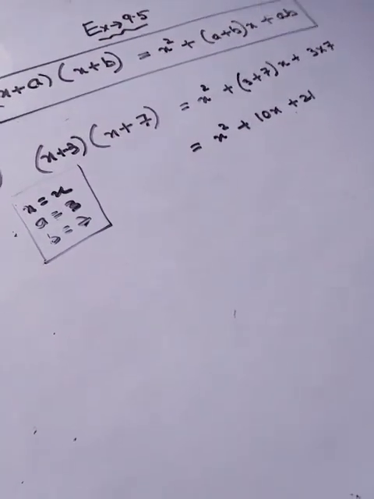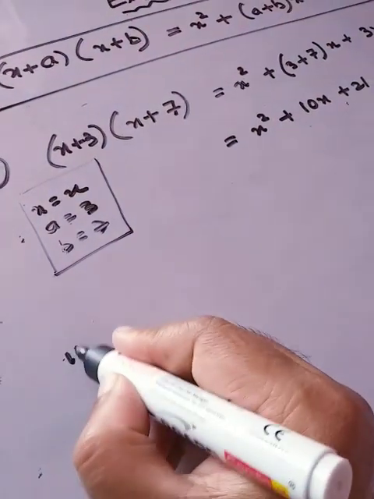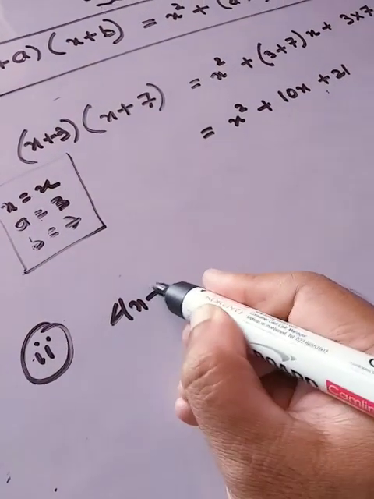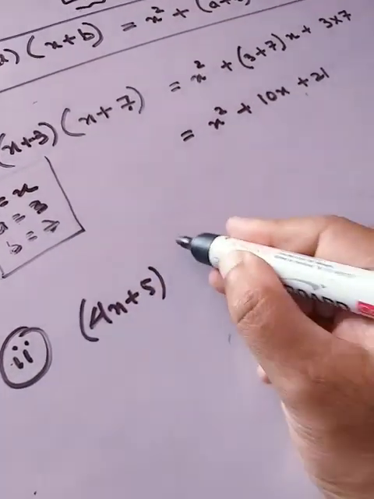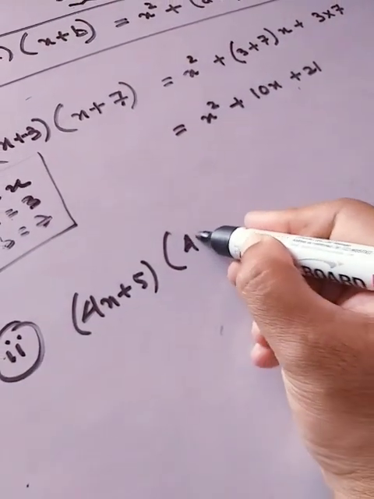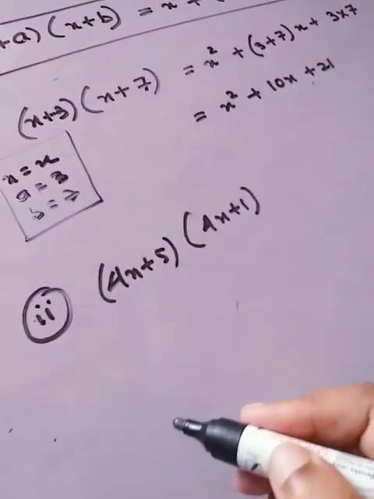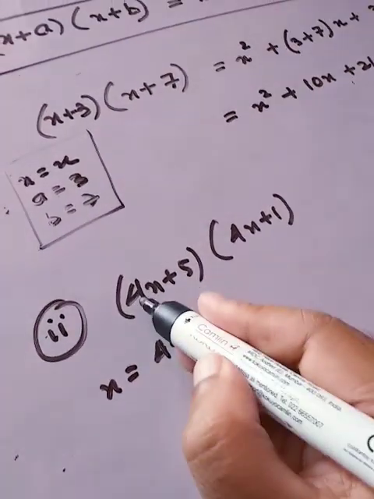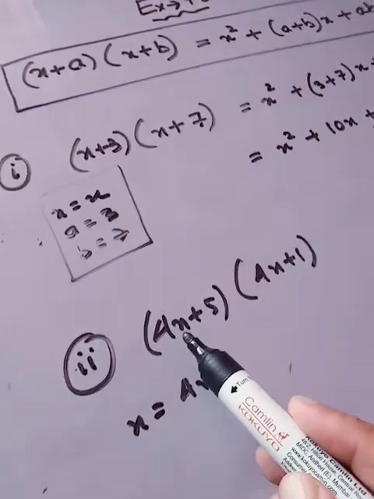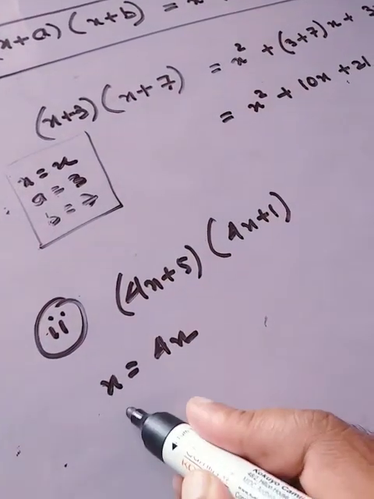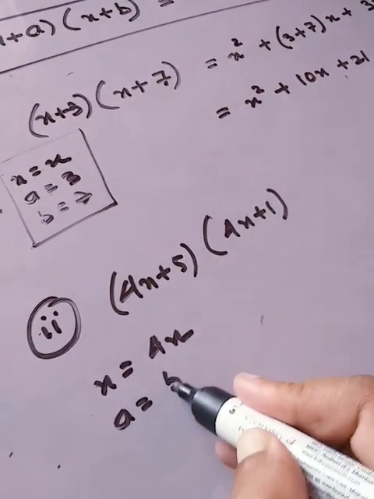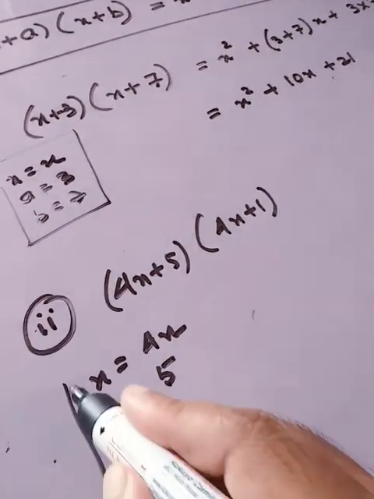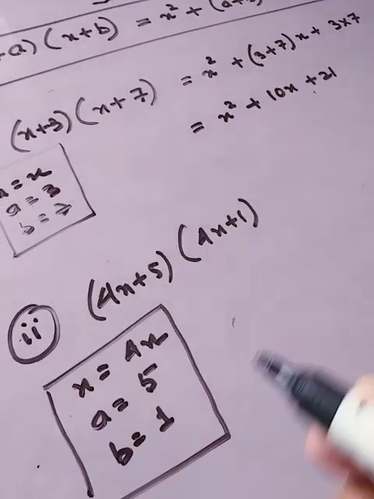Okay. Now question number 2. Question number 2 is (4x plus 5)(4x plus 1). Now in place of x what is there? In place of x it is 4x. Now in place of a 5 is there, and in place of b 1 is there. Okay, so this is the summary.